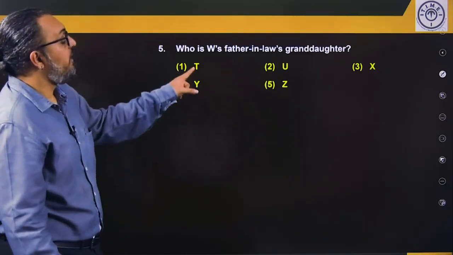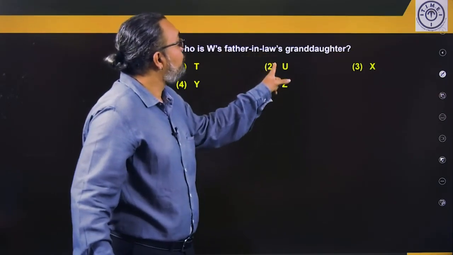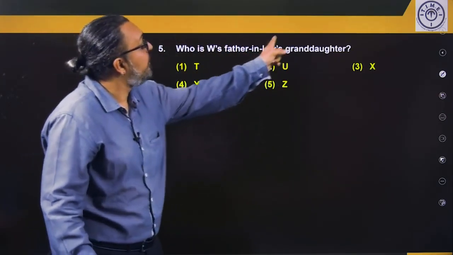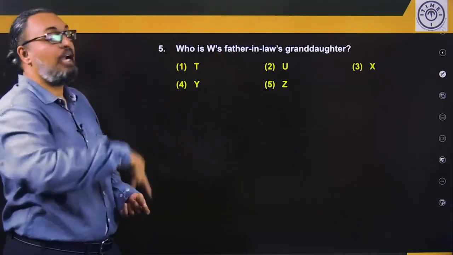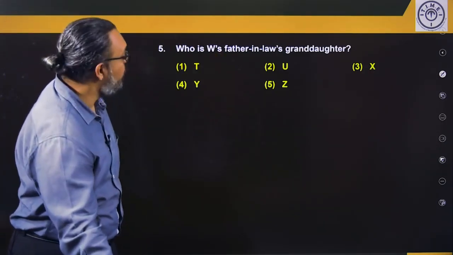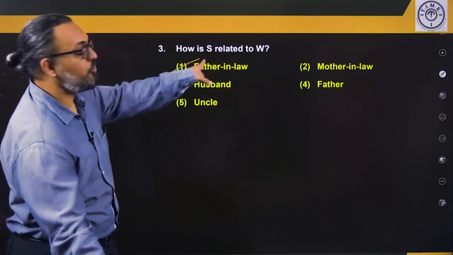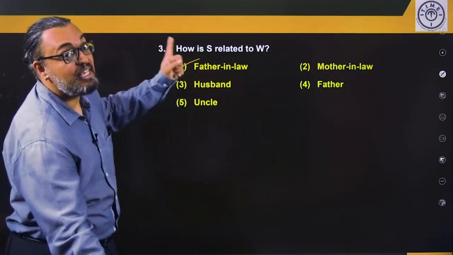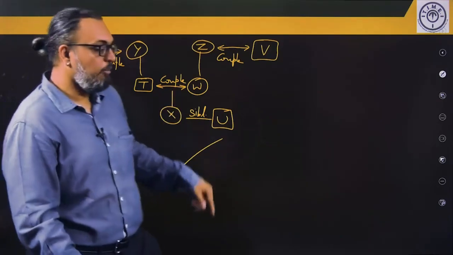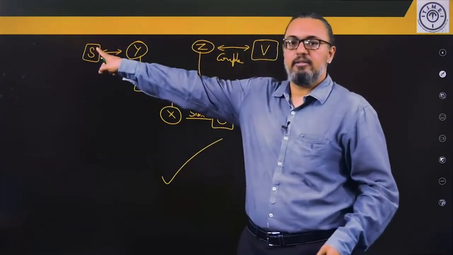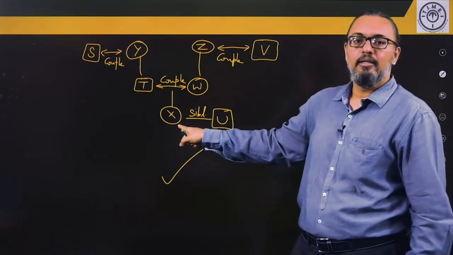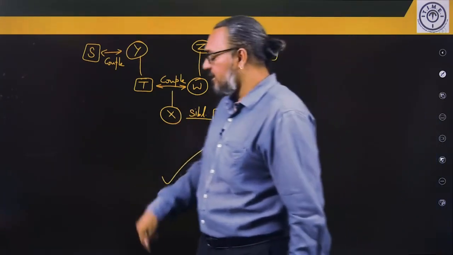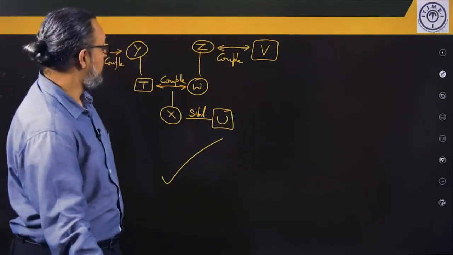Then, who is W's father-in-law's granddaughter? I want W's father-in-law's granddaughter. Okay, let us check. Now, W's father-in-law we have already understood here, S, correct? Who is S's granddaughter? So, see, W's father-in-law is husband's father. S's granddaughter, the only granddaughter is X. So, the answer is X.